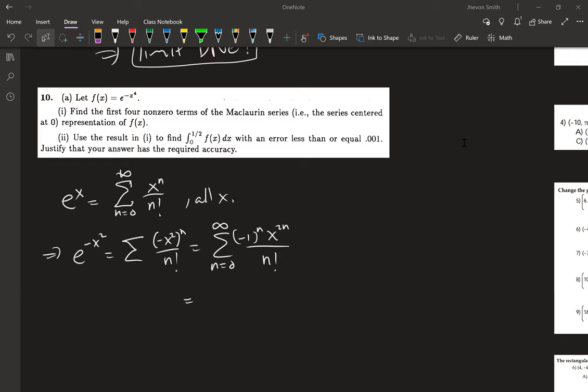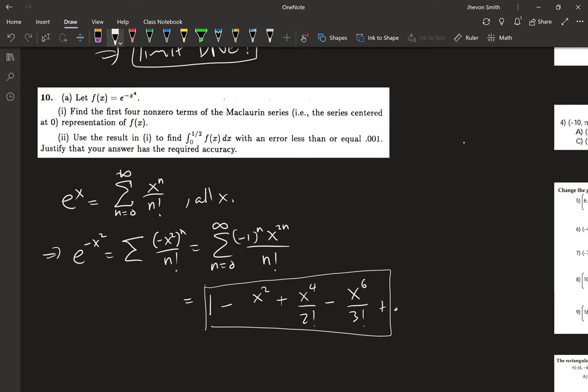So it says, find the first four non-zero terms. Then, of course, you would plug in n equals 0, in which case you get 1, n equals 1, which gives you minus x squared, n equals 2, you would get x to the fourth over 2 factorial. N equals 3, you would get minus x to the sixth over 3 factorial. And that's the first four non-zero terms, plus dot, dot, dot. They could write a bunch of answer choices that look like this, or with all the signs changed, but you'll pick this choice. So that will be your choice to part A.